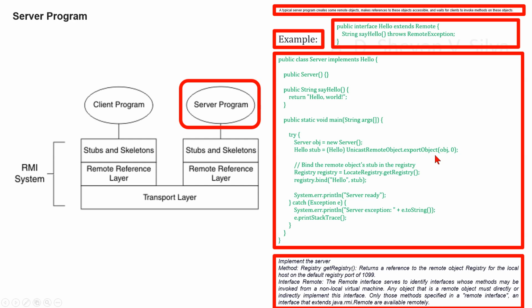As a result of the exportObject call, the runtime may begin to listen on a new server socket or may use a shared server socket to accept incoming remote calls for the remote object. The returned stub implements the same set of remote interfaces as the remote object's class and contains the hostname and port over which the remote object can be contacted.